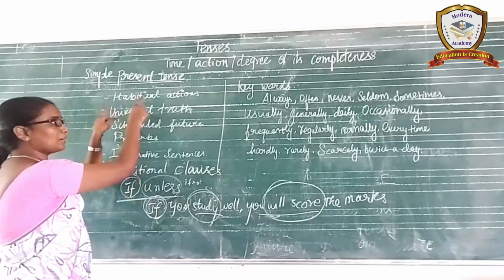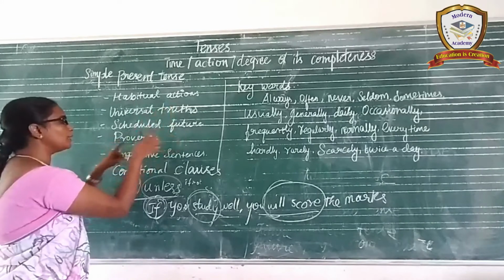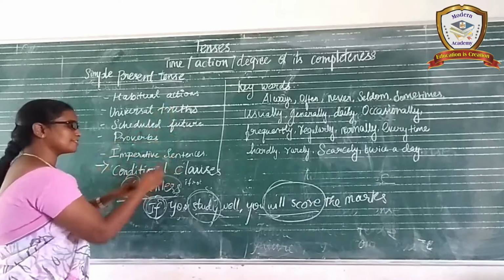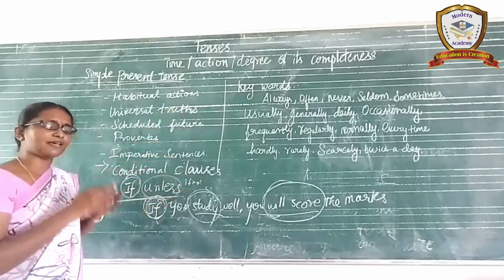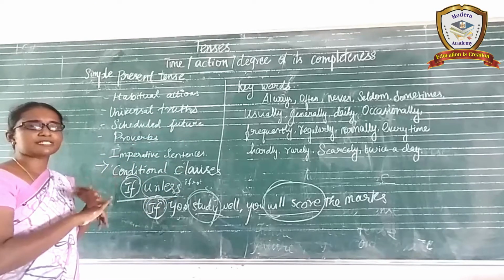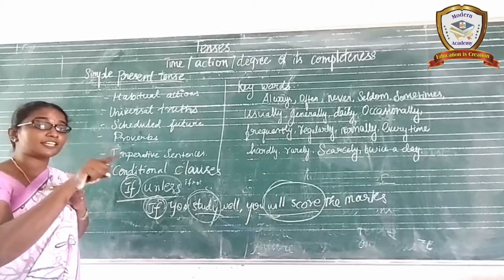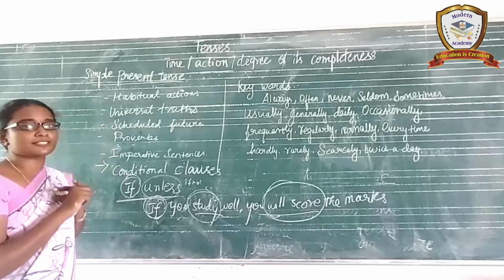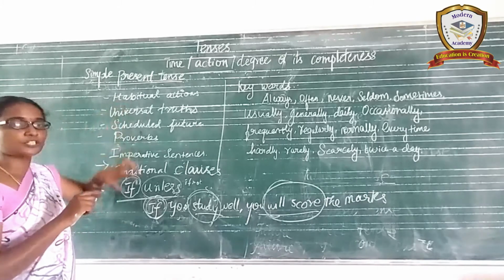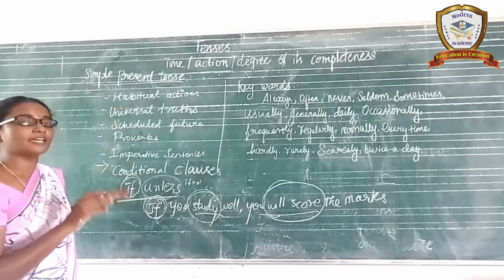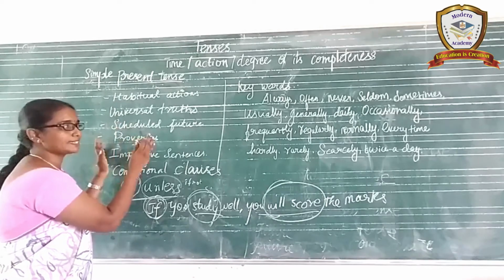Habitual activities, habitual actions, universal rules, and scheduled future, proverbs, imperative sentences, conditional clauses. In science, for example physics and chemistry practical, you should use the simple present tense verb. But in social studies, history, you should use the simple past tense. Do you all understand, children? Scientific truth also, we should use the simple present tense. Do you all understand which type of sentence we use the simple present tense for?